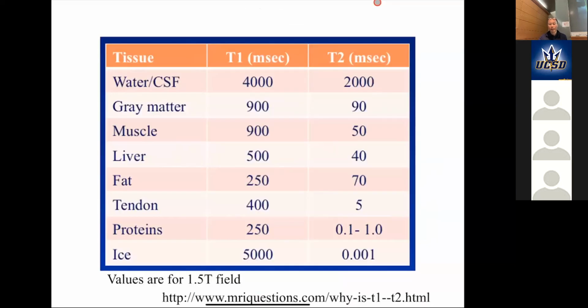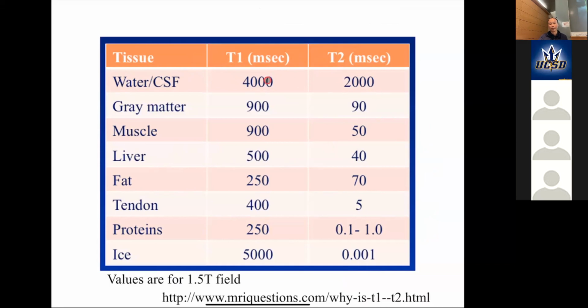So let's look at some typical T1s and T2s. As we talked about before, anything where there's a high tumbling rate, say water and CSF, which is cerebral spinal fluid, the T1 here is pretty long, 4 seconds and 2 seconds.